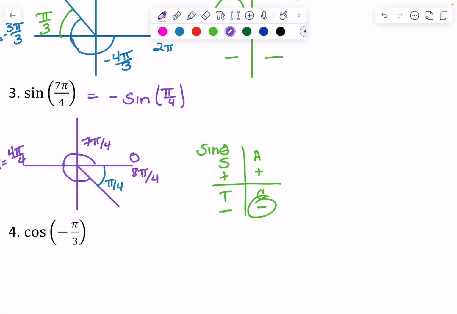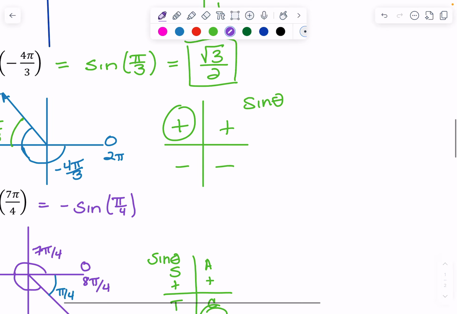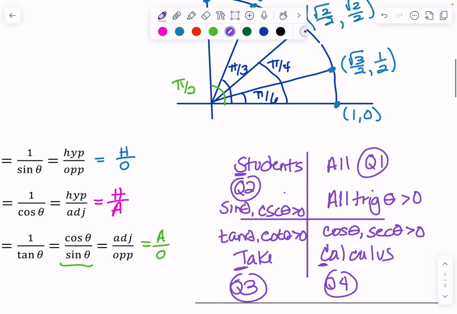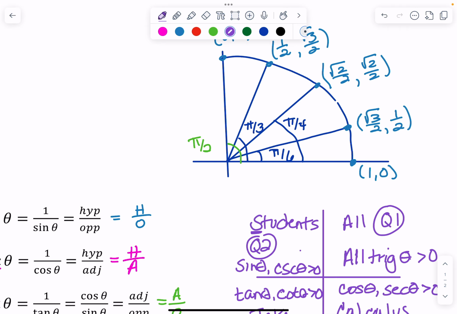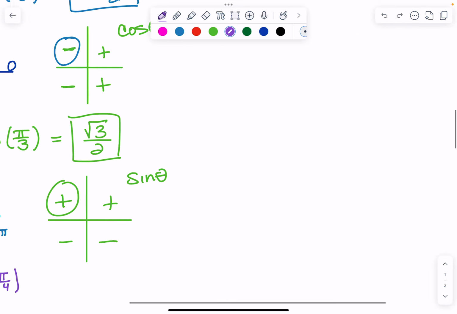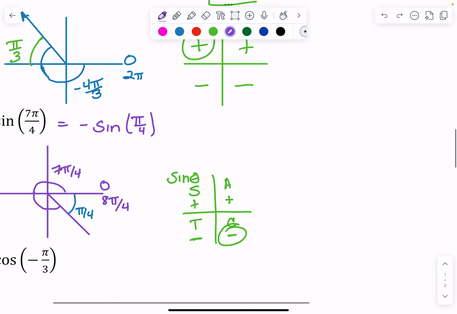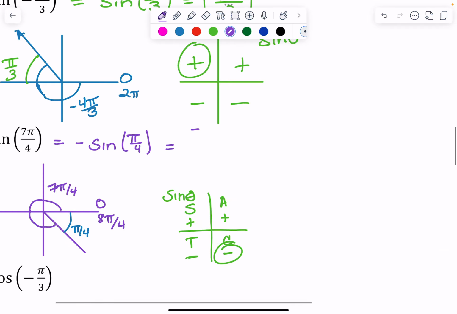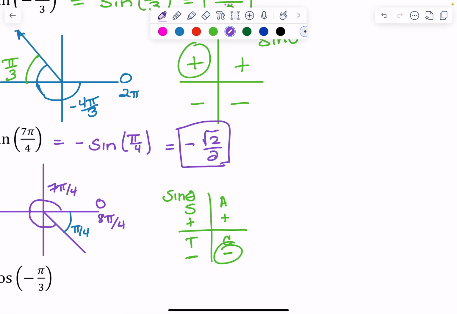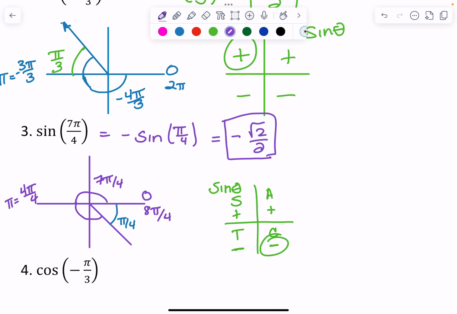Sine of pi over 4 is actually the y value at the pi over 4 angle. If I pop right back up here, we can see that pi over 4 angle is this one. My sine and cosine are actually equal there. That's that lovely 45-degree angle. So let's bring that root 2 over 2 down here. I'm going to have a negative root 2 over 2. So that's going to be my sine of 7 pi over 4.